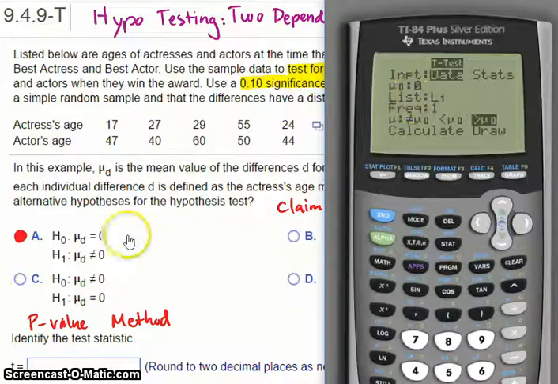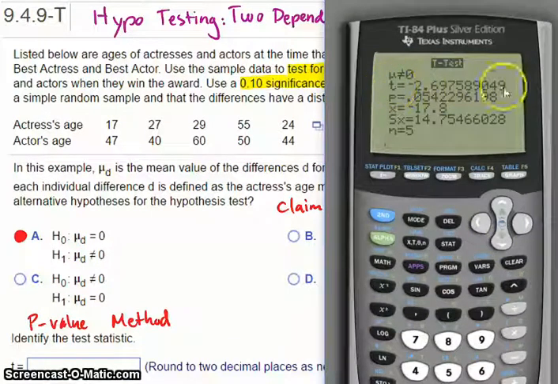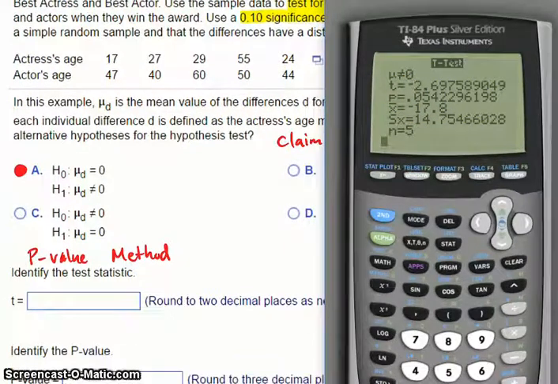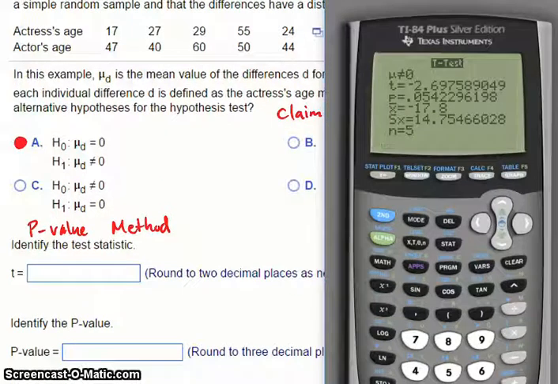Mu sub 0 is the value on the right of our claim and our statements here. The list is the difference list, which is in L3, so second 3. Frequency, we're going to leave as 1, since it defaults to 1. The alternative is not equal. Then we press calculate, and there it is. This is the test statistic, and this is the p-value. Let's write those down. The test statistic rounded to 2 decimal places is negative 2.70, and the p-value rounded to 3 decimal places is 0.054.